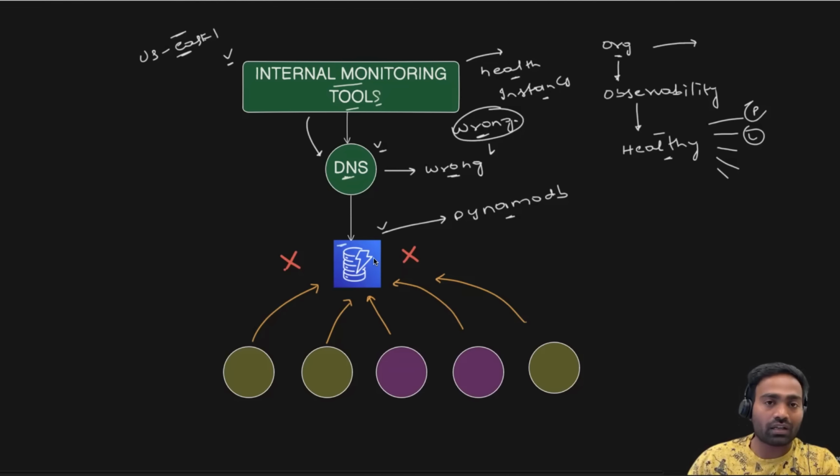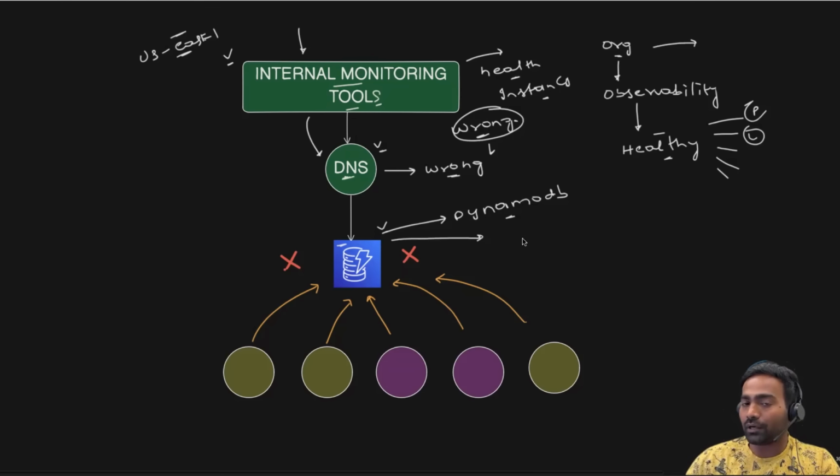So requests were not getting to the DynamoDB instances. Now, it can be that they have multiple internal monitoring tools, and the monitoring tool that was responsible for DynamoDB health may be down, and the monitoring tool related to the other services might be up. Or it can be because of the architecture of DynamoDB.